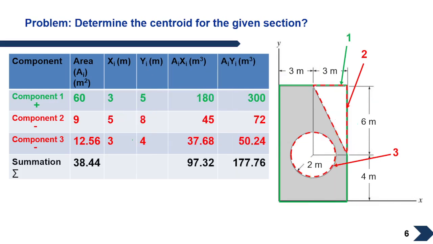Now the things are easy. We have already written here: 3, 5, 5, 8, 3 and 4. I have taken a different color in order to avoid mistakes while solving the sum, because you should be very clear that these two components need to be subtracted. If you are doing the summation, these two components should be subtracted, not summed up, because this is not the actual part of the section for which we need to find the centroid.